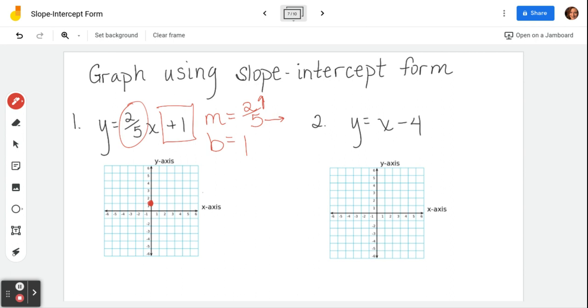So I put my initial point at +1. From there, I'm going to go up 2 and over 1, 2, 3, 4, 5, put a new point. If my graph was bigger and I wanted to keep stair stepping up 2 over 5, you can.